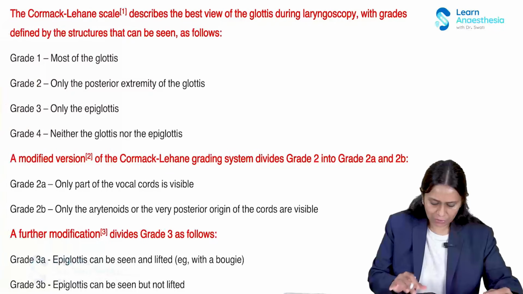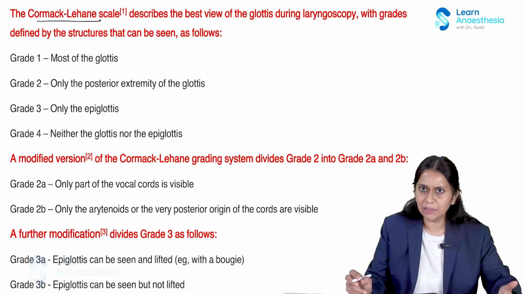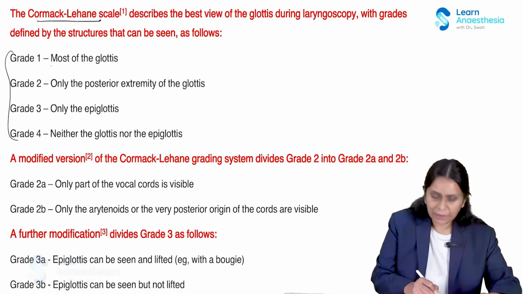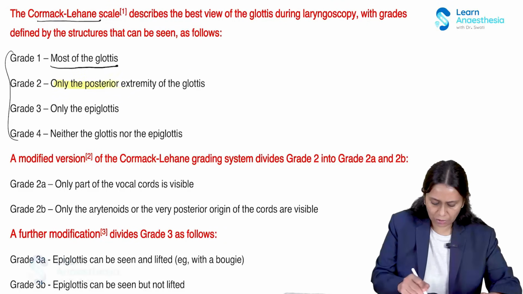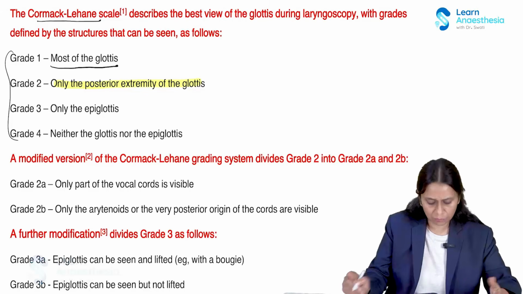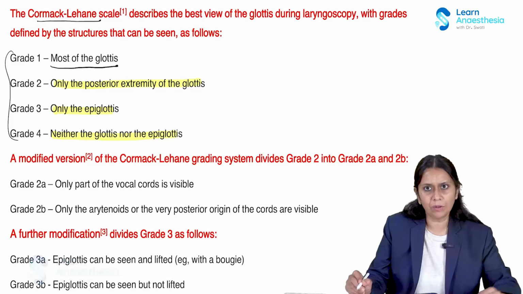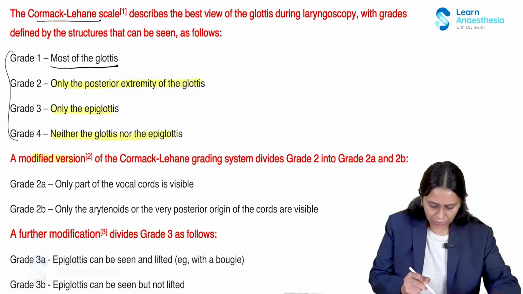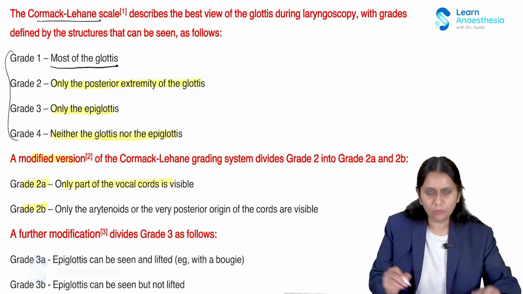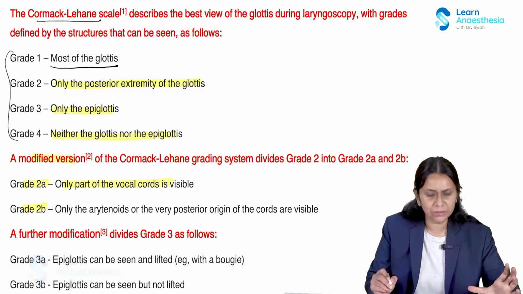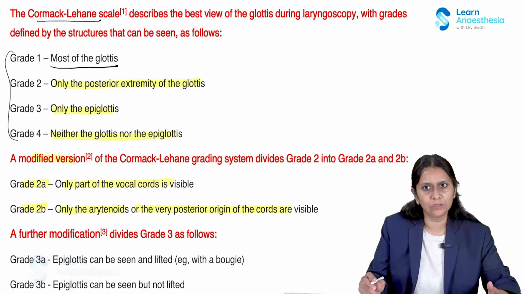So what did I just say? For the original Cormack-Lehane grade scale, we have 4 grades. Grade 1, most of the glottic opening was visible. Grade 2, only the posterior extremity of the glottic opening was visible. Grade 3, only the epiglottis. Grade 4, neither glottis nor epiglottis. In the modified version, grade 2 was divided into 2A and 2B, in which in 2A only a part of the vocal cord was visible, and in 2B only the arytenoids and the very posterior portion of the vocal cord were visible.